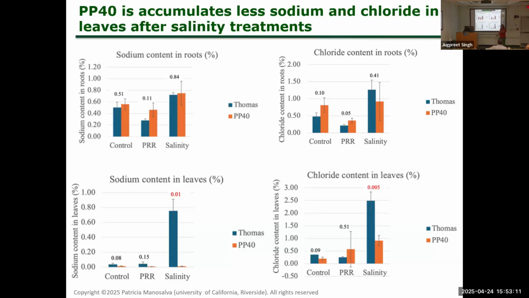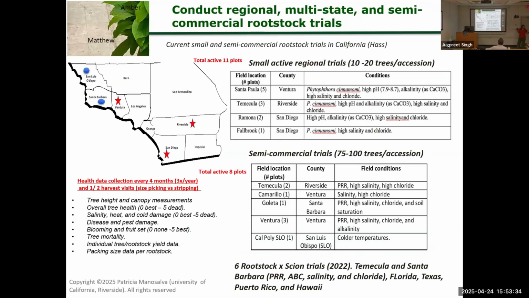So PP40 is not excluded, but it's a sequester. It cannot take the sodium and the chloride, but it just keeps it sequestered in the leaf. And we're working with experts at UC Davis, and they're doing some anatomical sodium distributions, and it seems very interesting. I don't understand the percent because it's too complicated, and I haven't gotten yet to understand the anatomy.